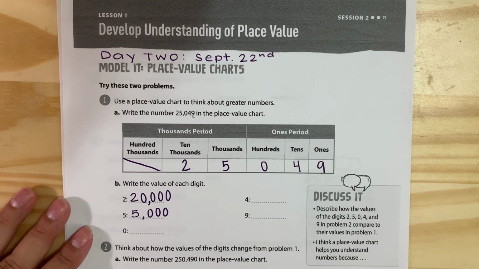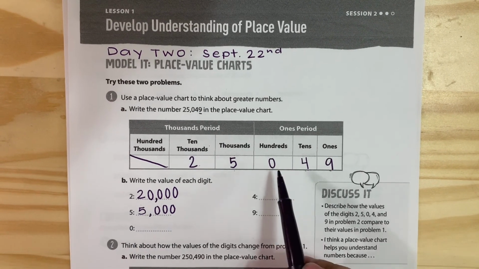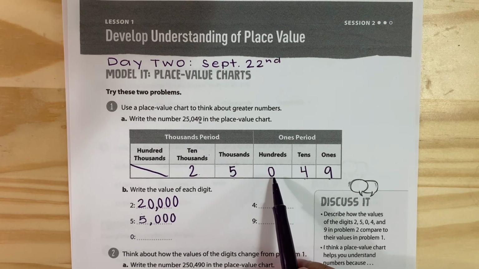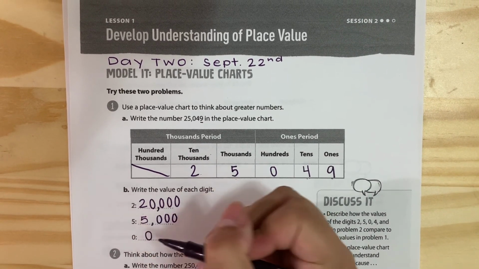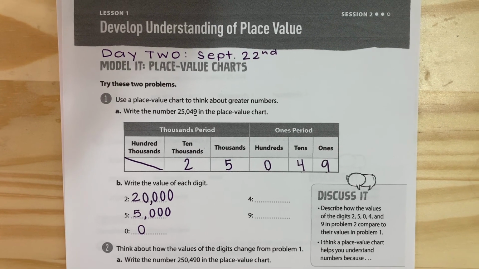Now, the 0 gets a little tricky. If we go to the 0, it's in the hundreds place, so that means we do not have any hundreds in this number. So this number just represents 0. There's 0 hundreds, so there's no value we can give that digit.